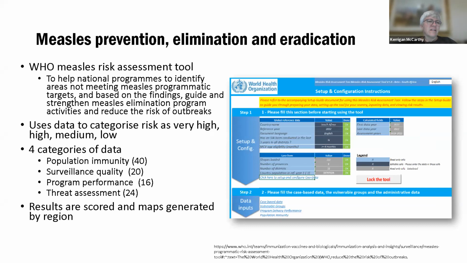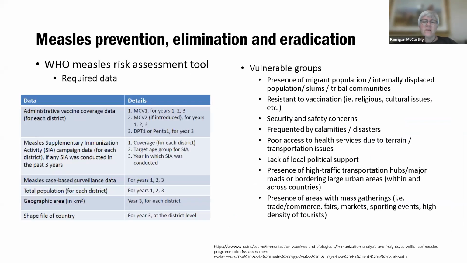It uses data such as the population immunity levels, which is the vaccination coverage, the surveillance quality, the program performance, and the threat assessment to create maps that were generated by reading. It also asks questions around the presence of vulnerable groups, particularly migrants, communities that are resistant to vaccination, areas where routine immunization might have been affected by calamities or disasters, and where there are poor health services due to various structural and health system issues.